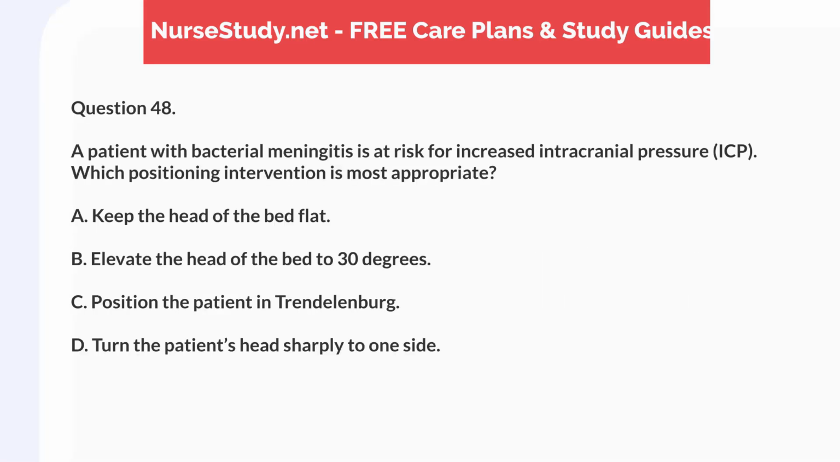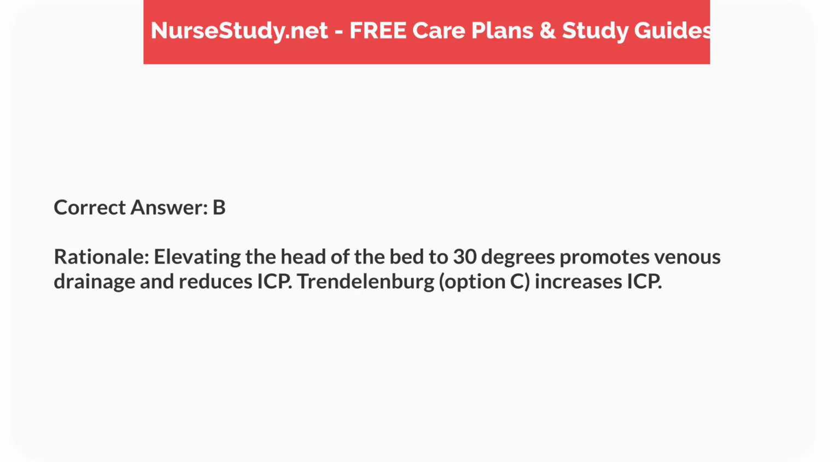Question 48. A patient with bacterial meningitis is at risk for increased intracranial pressure, ICP. Which positioning intervention is most appropriate? A. Keep the head of the bed flat. B. Elevate the head of the bed to 30 degrees. C. Position the patient in Trendelenburg. D. Turn the patient's head sharply to one side. Correct answer, B. Rationale: elevating the head of the bed to 30 degrees promotes venous drainage and reduces ICP. Trendelenburg, option C, increases ICP.